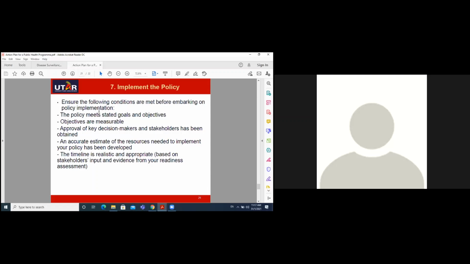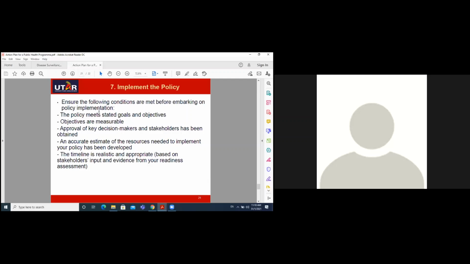the policy meets the goals and objectives, and the objectives are measurable. Okay, whether it is achievable or not achieved, there could be some indicator that can measure. And we also need approval from the key decision makers and also the stakeholders before this public health policy is implemented.